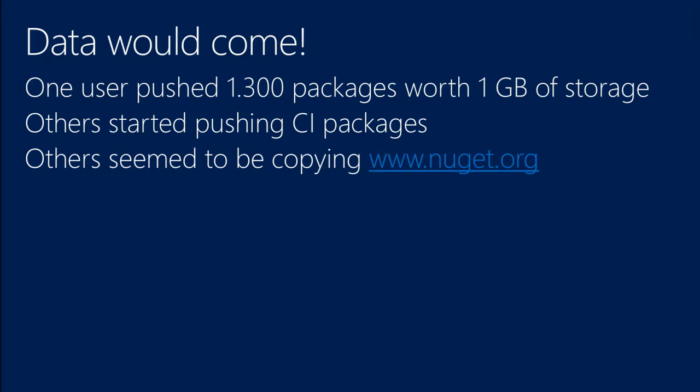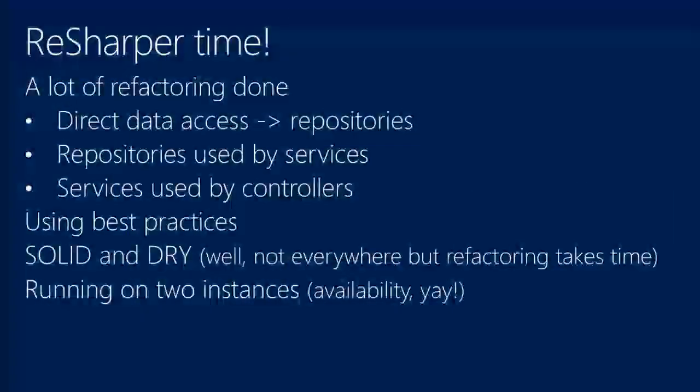So we didn't optimize anything. All packages were stored like 20 times if there were 20 feeds. Using the jQuery package, we had 20 copies of jQuery on our storage. So users started to come, data started to come, and we were quickly drowning. The architecture was really bad. So it was ReSharper time. And we did some refactoring there, quite a lot actually.